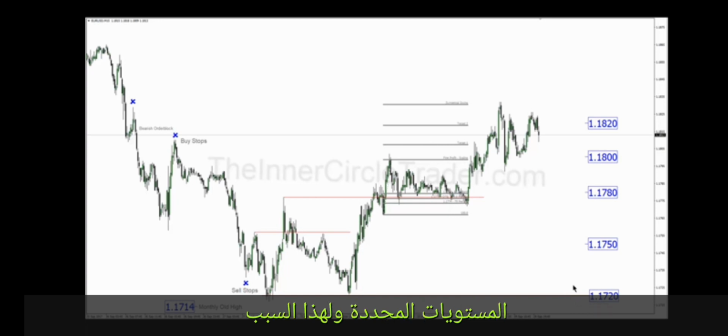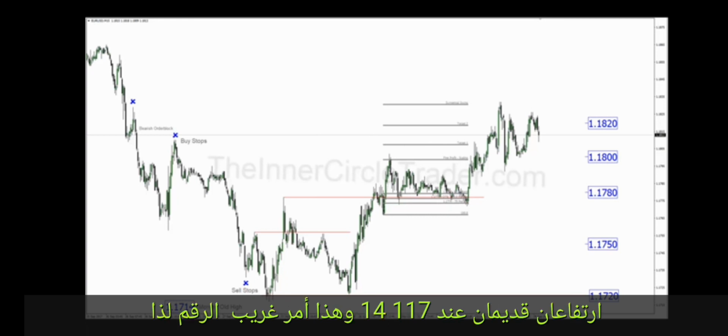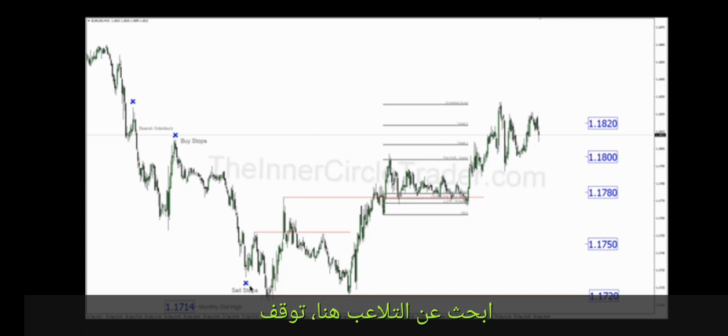That's why the algorithm reaches for them. Now, institutions like these levels from a generic standpoint because it makes it easy for them to price their models in. We had the old high at 117.14. That's an odd number. So look for the manipulation here, a stop run, then a break in market structure rally. When we have that, anticipate some measure of buying, and then wait for the intermediate term high to be broken.